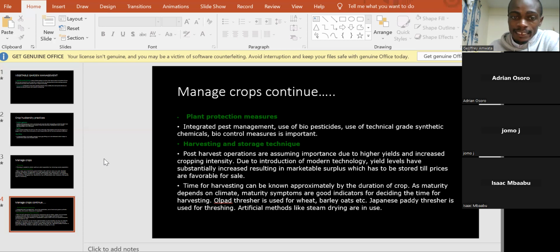Japanese paddy thresher is also used for threshing. Artificial methods like steam drying can also be applied.